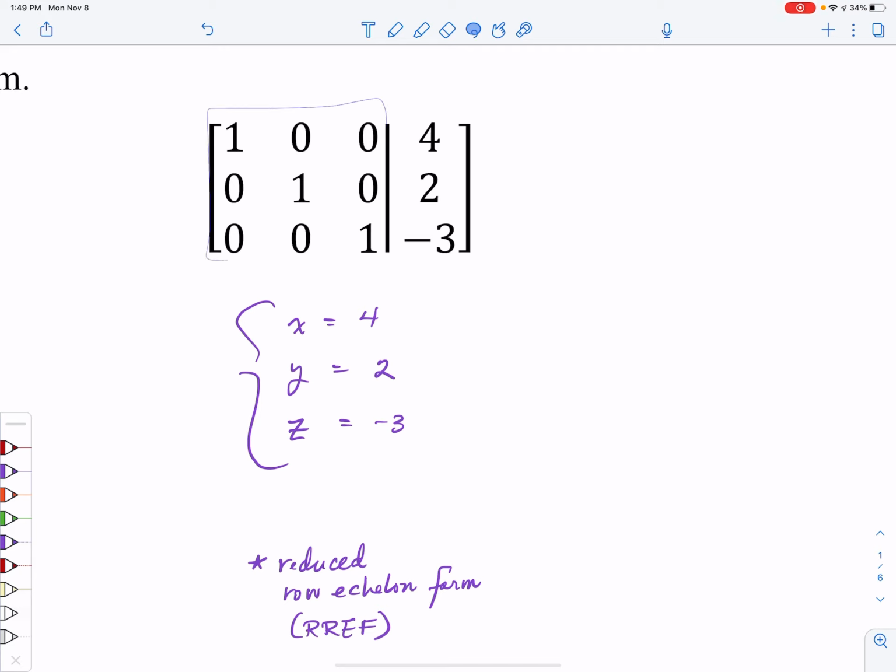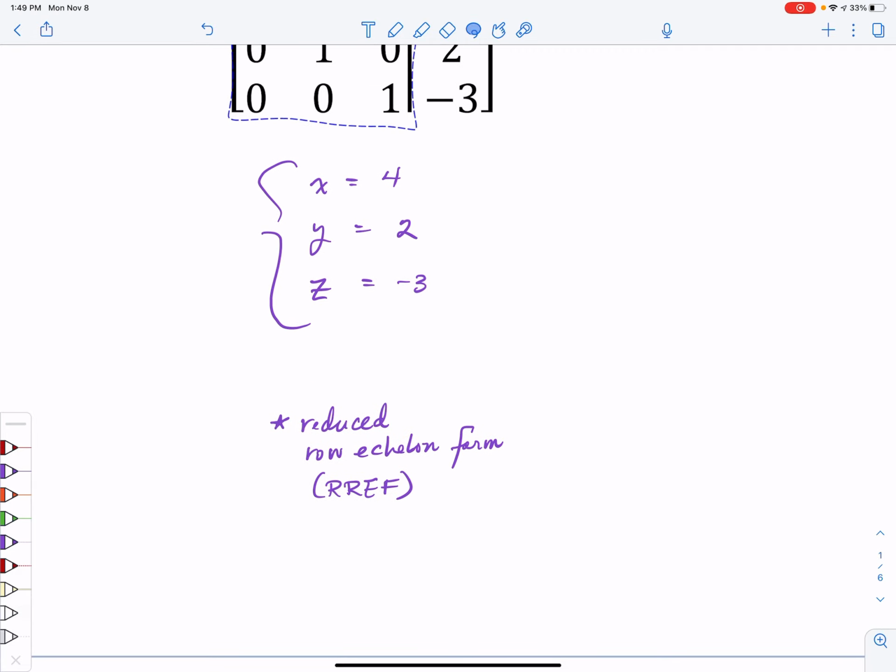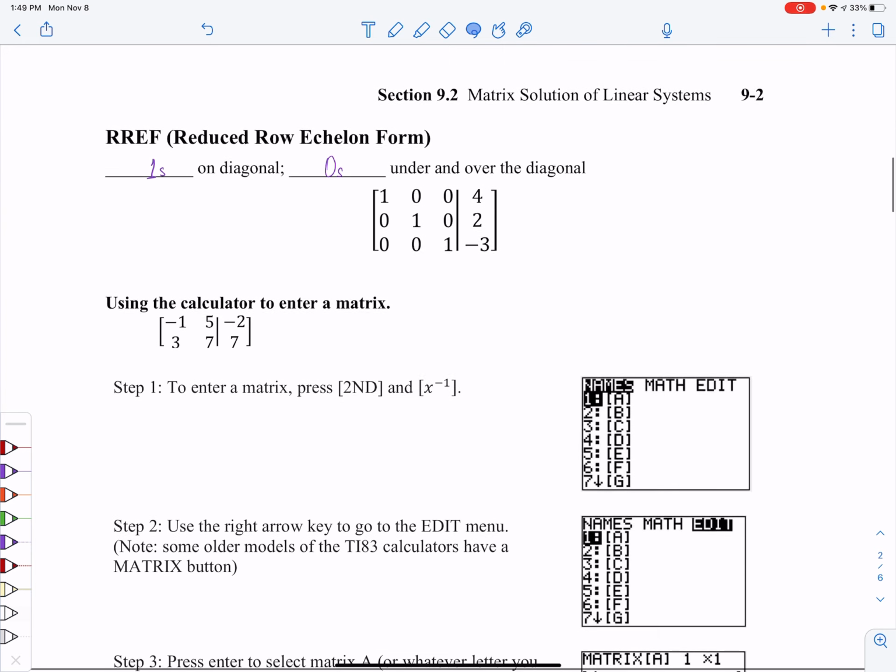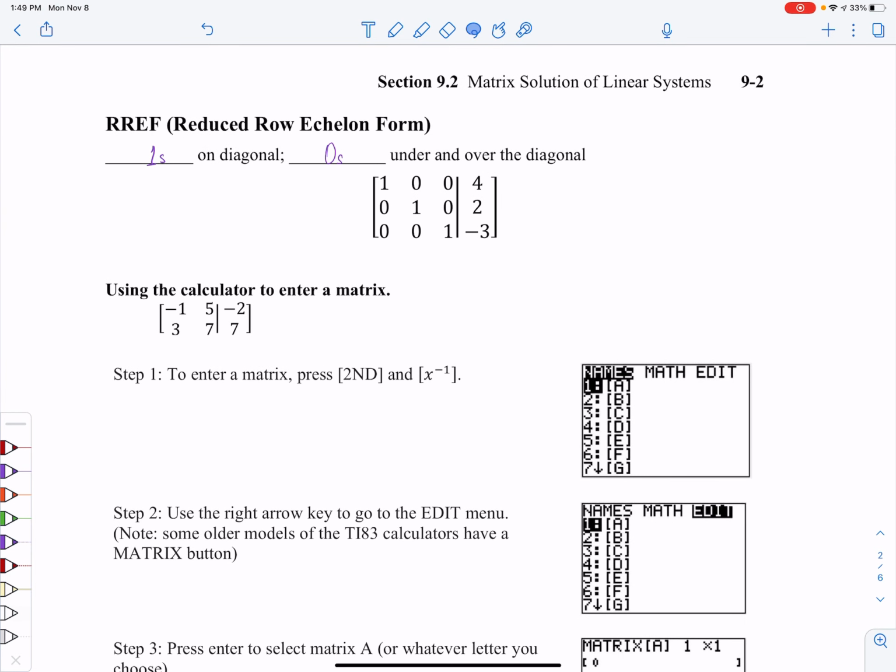When you notice, and I'll point this out here in just a moment, but notice that I have 1s on the diagonal and then 0s are everywhere else. This is what's called reduced row echelon form, which is what we're going to talk about next. So reduced row echelon form is where I have all 1s on the diagonals, all 0s above and below the diagonal, and these constants then end up being my solution to the system of equations.